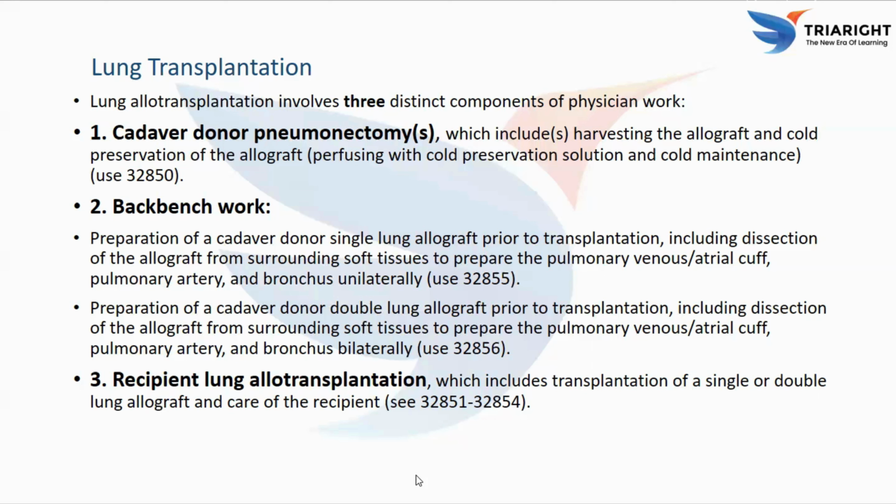So it includes removing diseased lungs, implanting the donor lungs, and connecting the pulmonary artery, pulmonary veins, bronchus, and managing the patient during the surgery. So why are these separate codes? Because different surgeons or teams may perform donor harvest at one hospital, backbench preparation by the organ team, and transplant surgery at the recipient hospital. So each represents a distinct physical work.